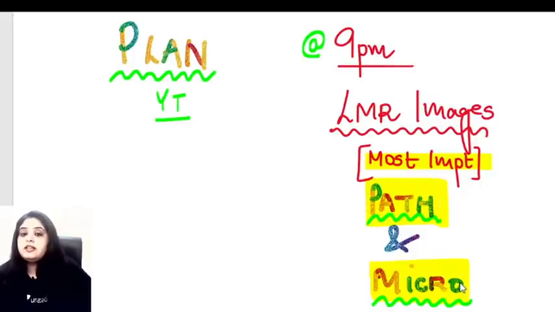So it's going to be a very rapid revision where I don't want to touch upon the theoretical aspects because we've already done a very detailed theory course earlier. We've done a proper crash course as well. So I would only be focusing on the most important things, that is the identifying features of the images that you can get in the paper. So let's begin with today's class.